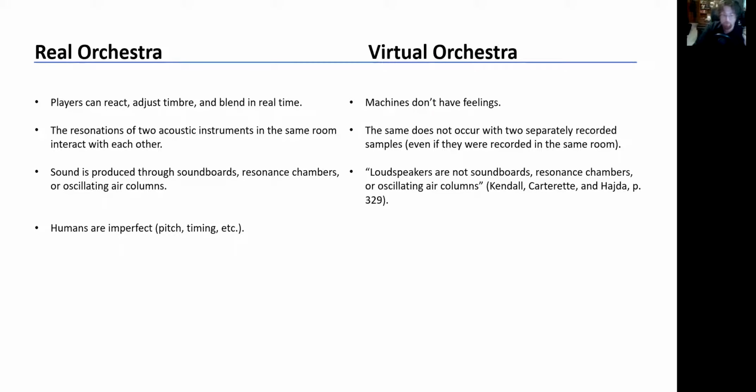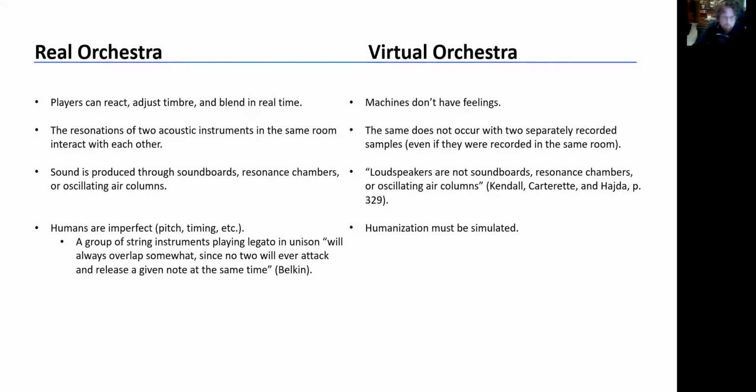Humans are imperfect. There are going to be slight variations in pitch and timing, and when these aren't too excessive, they give character to passages. With virtual orchestras, you need to simulate humanization. While it can be done, it's never going to be quite as convincing. An example is that string players playing legato will always overlap, since no two attacks and releases on a given note will be the same, etc.